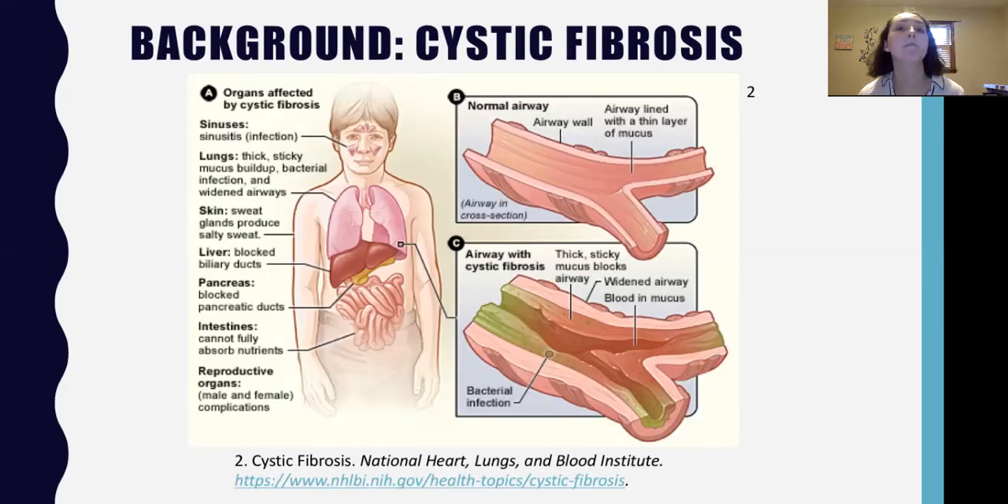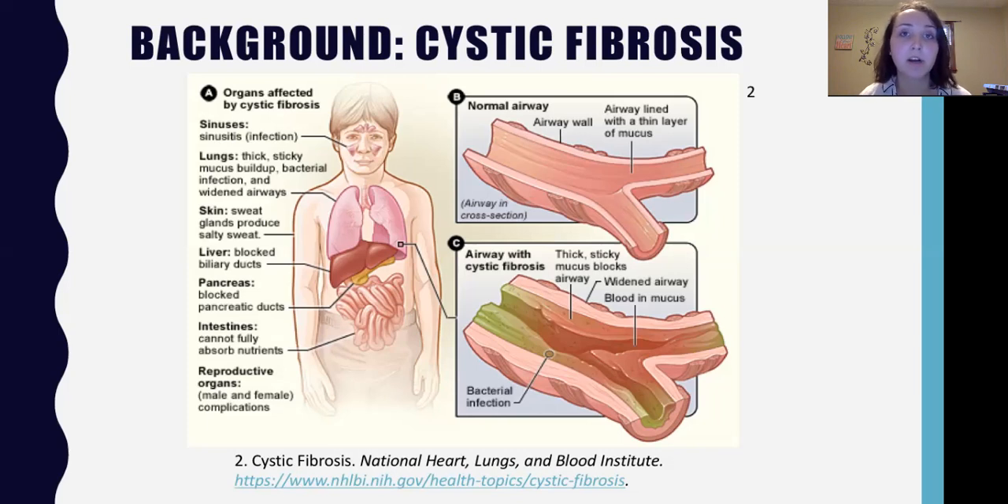There is a common misconception that CF is only a lung disorder, when actually it's a whole body disorder. It affects, as you can see in this figure, your sinuses, your skin, your liver, your pancreas, your intestines, and your reproductive organs. We just tend to focus on the lungs. Also, as you can see in this figure, a normal airway like mine has this thin liquidy layer of mucus, which is normal. But this is not the case in an airway with cystic fibrosis.